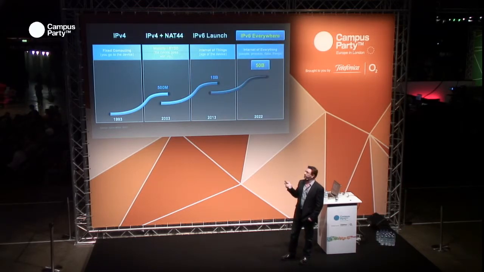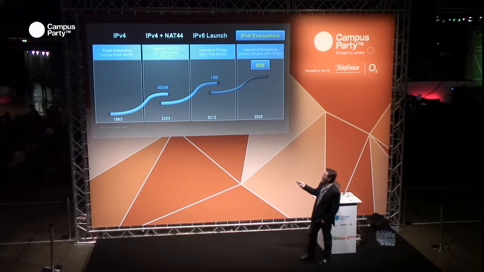Where we want to go looks something like this. 1993 to 2003, 500 million. IPv6 launch, we hit the era of the Internet of Things. Before that, it was mobility and BYOD. Before that is fixed computing. So no offense to the early BYOD presentation, that's all very important, but the Internet of Things is next.